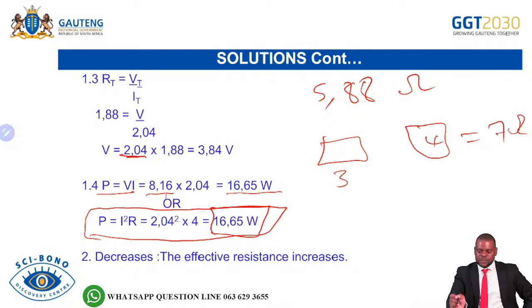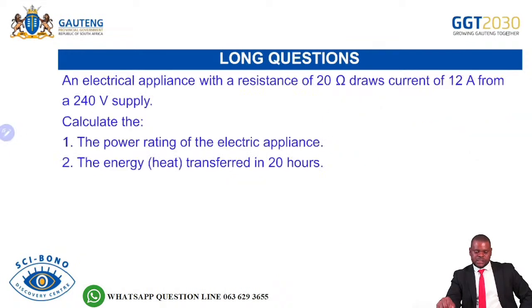Are we together? That means the total resistance of the circuit, if you remove the 5 ohm, will increase, not decrease. It will increase because the one that you removed is the one that was in parallel, and parallel makes the resistance less. That is why we're saying the reading on the ammeter will decrease. Grade 12, this is homework for you.